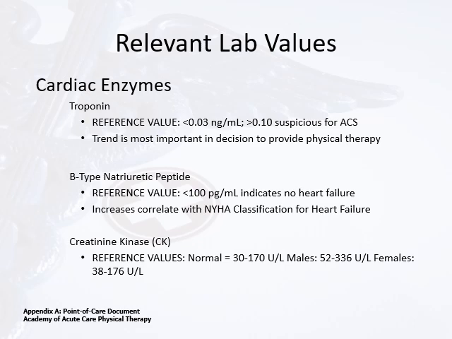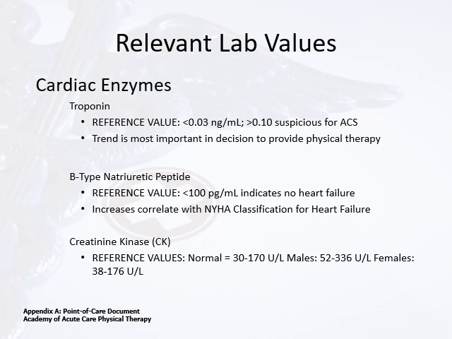The first one is troponin. And troponin, of course, is a protein that leaks out of myocardial cells when they're damaged. The reference value for troponin is less than 0.03 nanograms per milliliter. If you see this number being greater than 0.10, it's typically suspicious for acute coronary syndrome until proven otherwise.